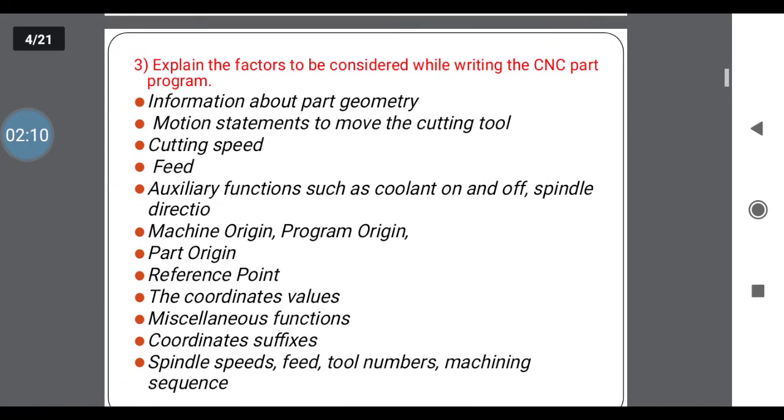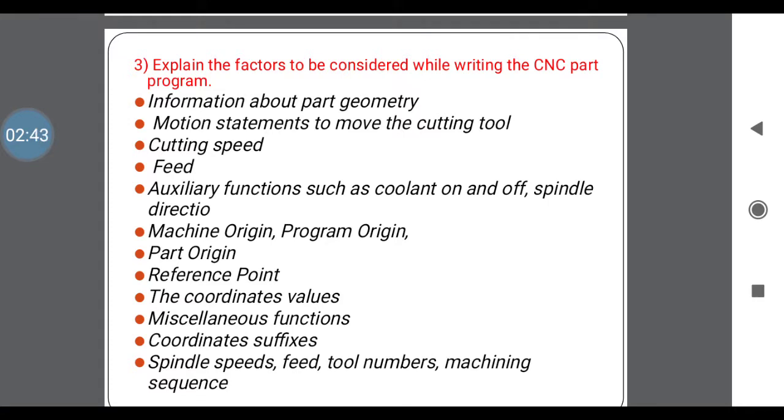Third question is: explain the factors to be considered while writing the CNC part program. So if you want to write the part program, which factors do we need to consider? There are a number of factors. Among them, the most important factors are, first, we need to know the geometry. That is the information about part geometry. After that, motion statements to move the cutting tool. That is the tool movements. Next one, cutting speed. What is the speed of your cutting? Next one is the feed rate. What is the feed rate you are giving for each operation?